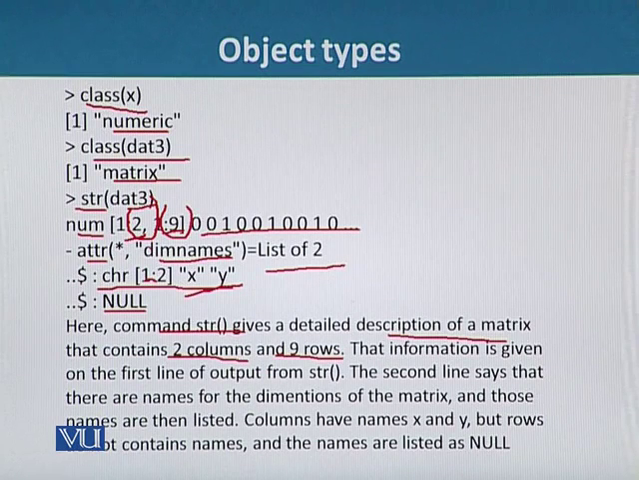That information is given on the first line of output from str. The second line says that there are names for the dimensions of the matrix. These are the names of the dimensions, and those names are then listed. The 2 names are listed. Columns have names x and y, but rows do not contain names, so they are listed as NULL. So it means that there is no data.